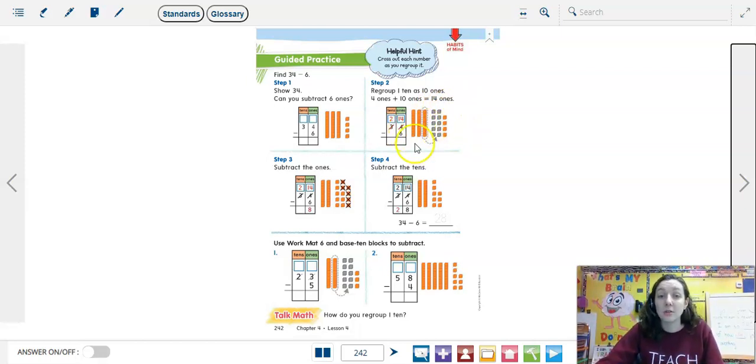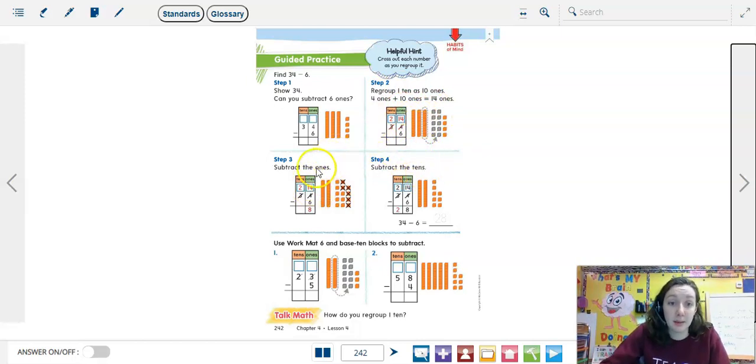Now, how do you do that with the actual numbers? As you can see here, they crossed out the 3 and made it a 2. They took one of those 10s, so it became 1 less, and added that 10 to that 4. So they're doing the same thing that they did in the picture, they're just using numbers. So now, instead of 14 cubes to take away 6, we're saying the number 14, take away that 6. A helpful hint is to cross out each number as you regroup it to keep track of where you are. See how they cross out the 3 to write a 2, and they cross out the 4 to make it that 14.